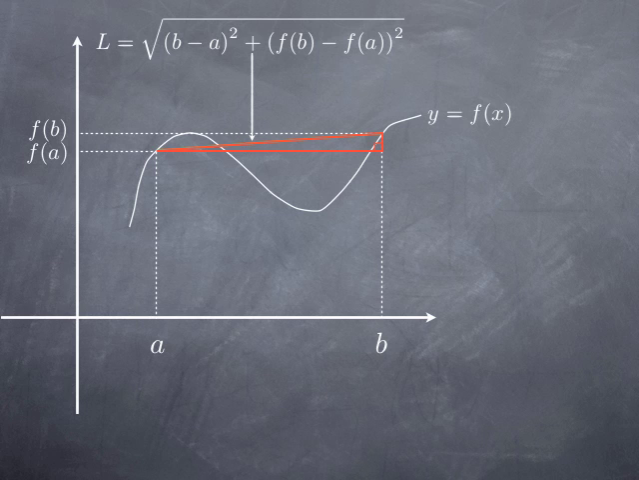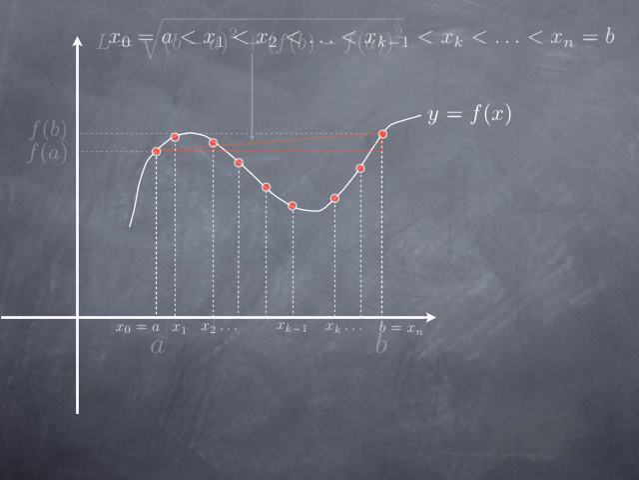Now, of course, we don't want to do that with just one line segment that joins the two endpoints. What we want to do is take a subdivision of the interval [a, b], just like that. Let's call this subdivision sigma. So the first point is a, the last point is b, and we have n plus 1 points that split the interval into n subintervals.